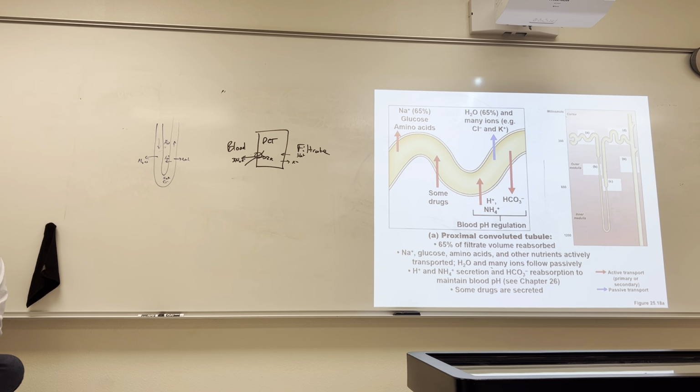Alright, so big picture, proximal convoluted tubule. That is bulk reabsorption. We're going to reabsorb as much as we can, like 65% of the stuff that we just threw out, we're going to bring back into the bloodstream.